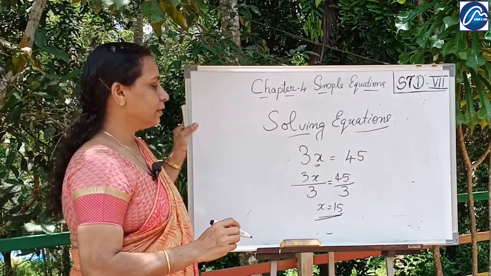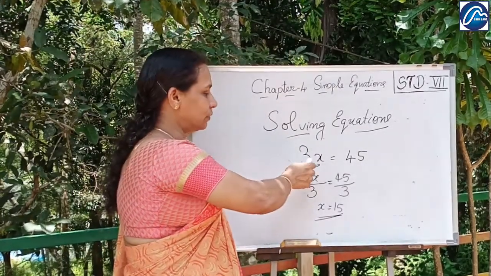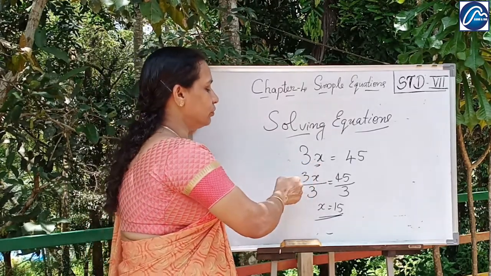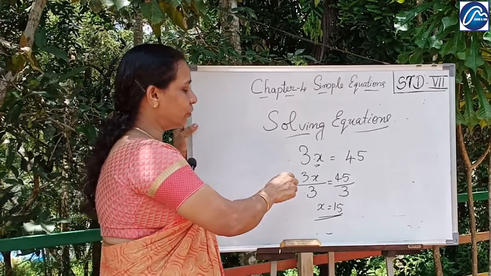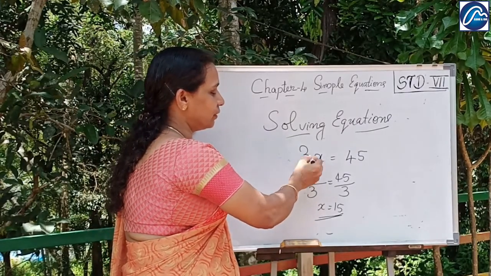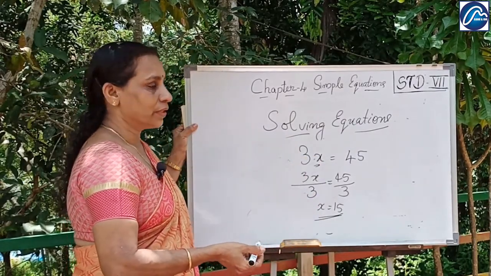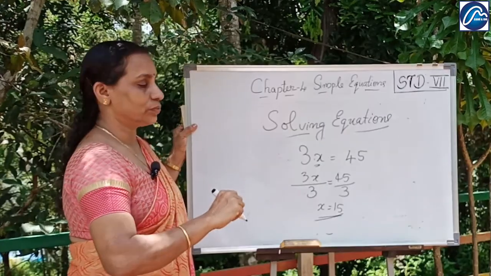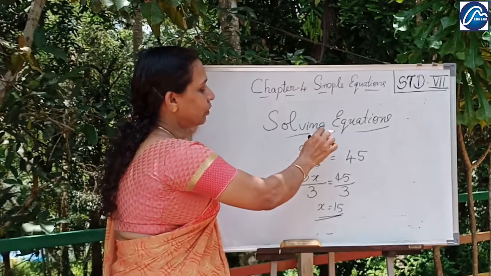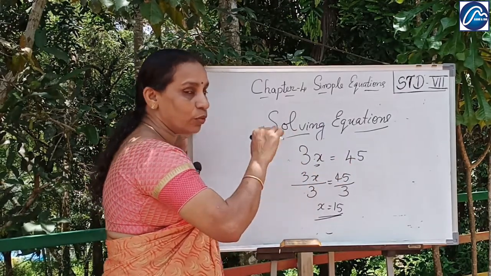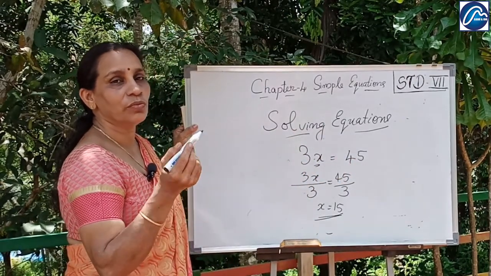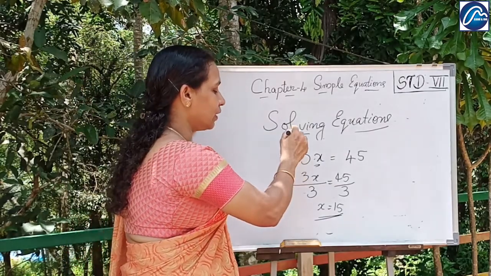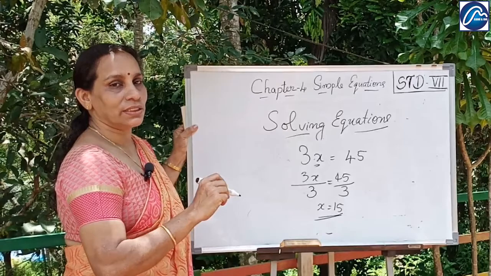Okay. That means if there is multiplication in the equation, you have to divide by the same number. And you have to divide by the same number on the right hand side also. That means you have to do the opposite operation: for multiplication, the opposite is division. So this is what we do for multiplication.